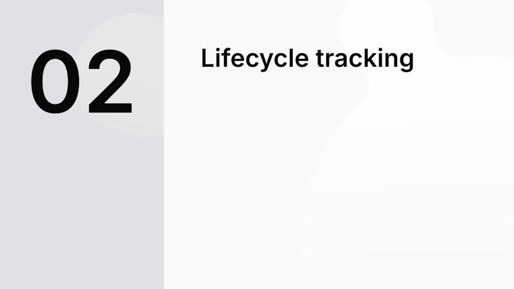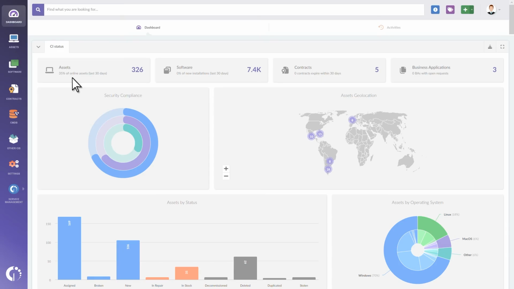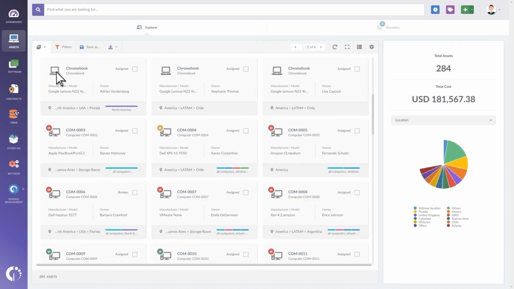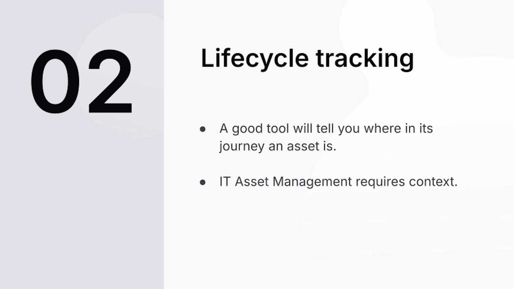2. Lifecycle tracking. A good tool doesn't just tell you what you have, it tells you where in its journey that asset is. Can you see whether a device is new, deployed, under repair, or retired, all at a glance? Can you easily flag assets that are nearing end of life or warranty expiration? Remember, IT asset management is about managing, and that requires context, not just numbers.